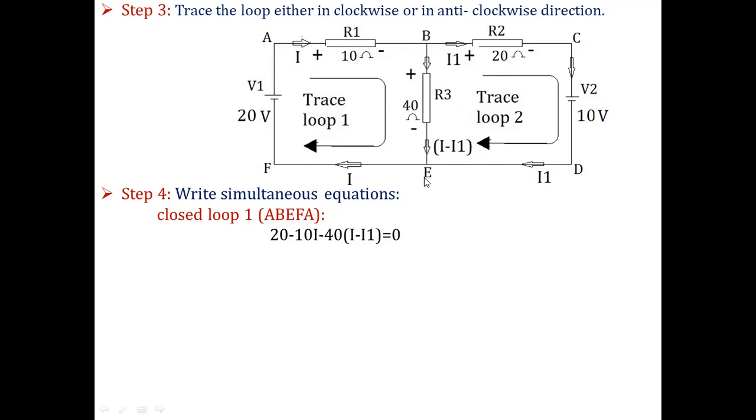Next, E to F, there is no resistance, which means there is no voltage drop here. R equals 0, V equals IR, and the resistance is 0, so nothing is there from E to F. Next, F to A, one voltage source is there. So F to A, the end sign is positive, plus 20 we have to write down. So this is writing the equation for loop 1.